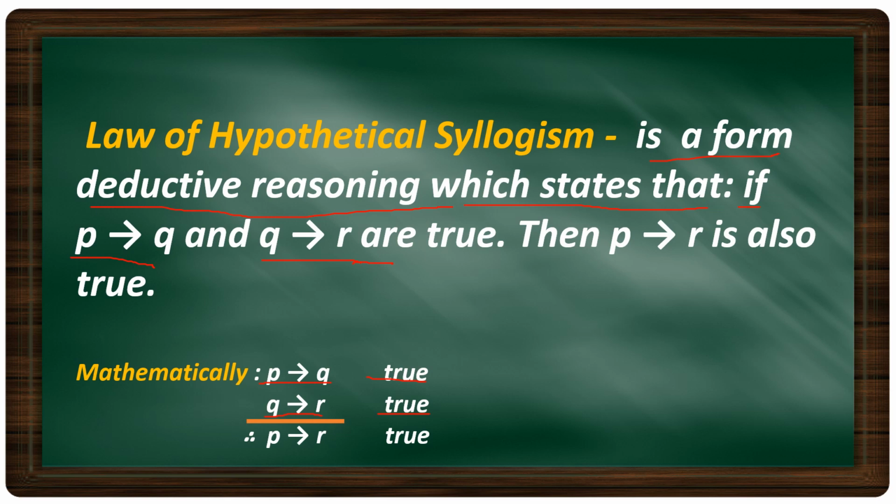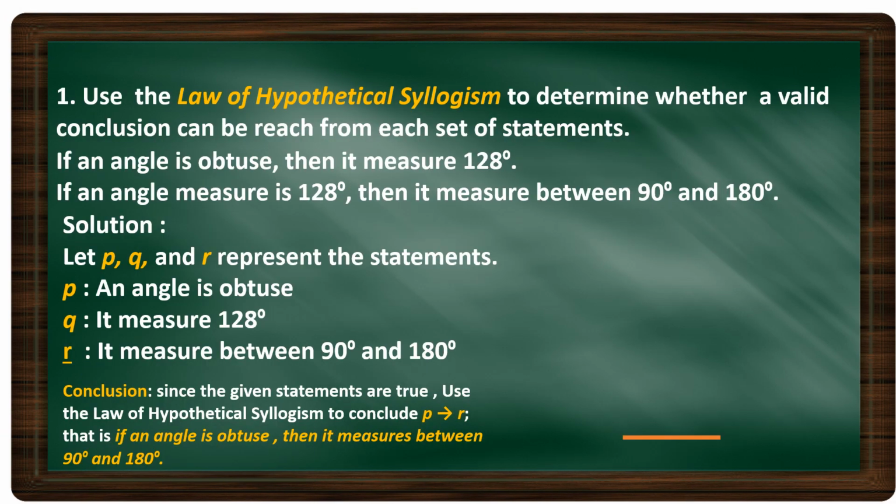If we notice, we have a double conclusion here. Let's find out. Both of them have Q. So what remains is, therefore, P, then R must also be true. Let's have an example. For sample number 1, by using the hypothetical syllogism, we're going to determine whether a valid conclusion can be reached from each set of statements. Let's have this example.